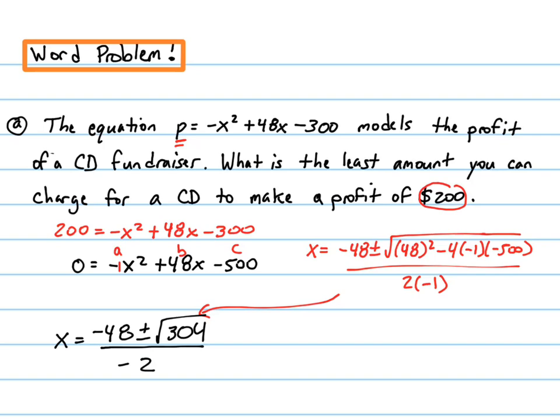Because we're dealing with what is the least amount you can charge for a CD, we're talking about money here and things like that. We're going to go ahead and try to find the decimal answer to this rather than simplifying the radical. So what I'm going to do now is create my two occurrences of this. So one's going to be negative 48 plus the square root of 304 divided by negative 2. And in this case, I'm going to get right around 15.28. That's not great handwriting, so we'll fix that.